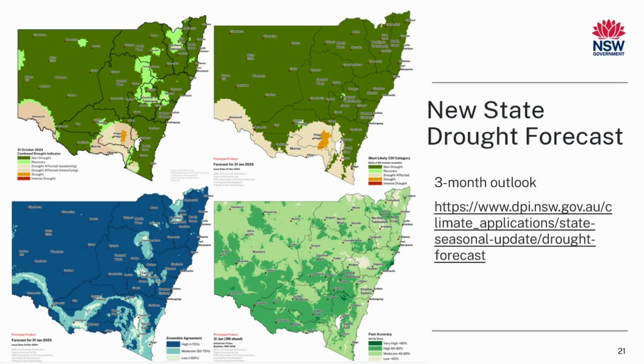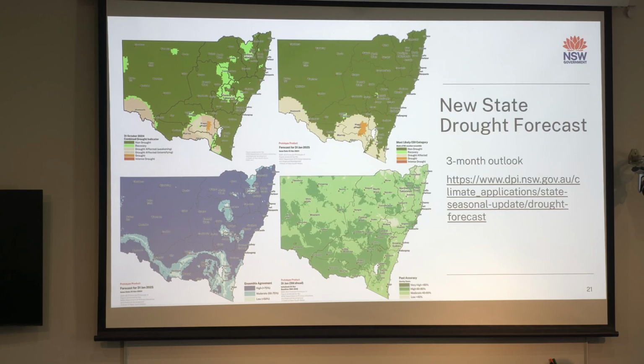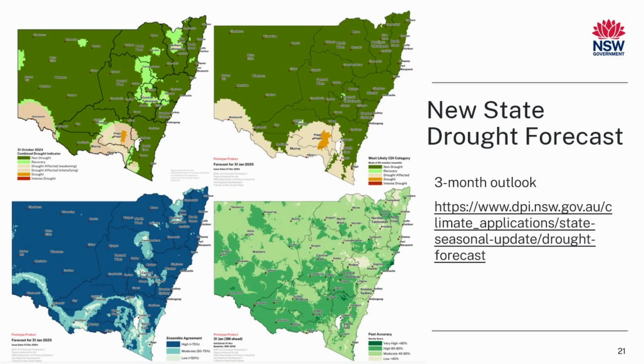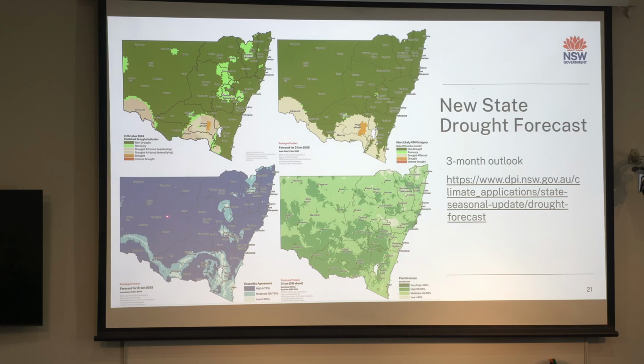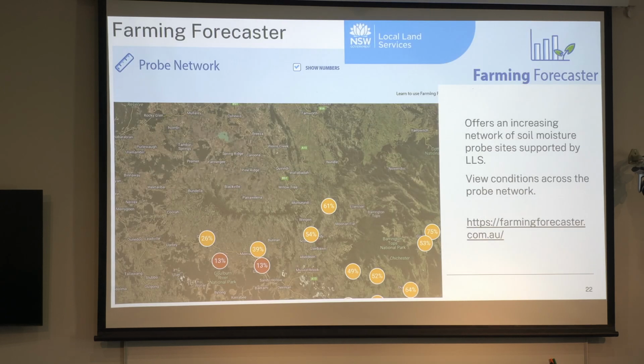But remember, they don't generally expect too much summer rainfall anyway, so you probably wouldn't expect conditions to improve over summer down there. The bottom 2 panels are what they use as the agreement for the ensemble of models that they're using to forecast these conditions. And the bottom right one is the past accuracy. So how reliable are the models? They're pretty reliable at this time of the year, sitting between 40 and 60% reliability across most of Australia, New South Wales. So crystal ball's looking good.